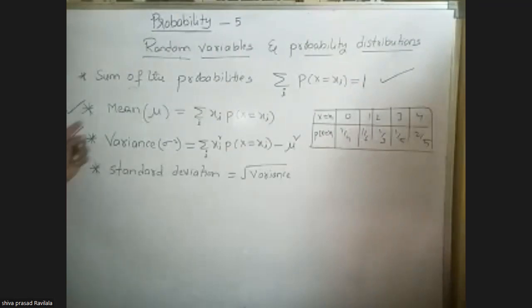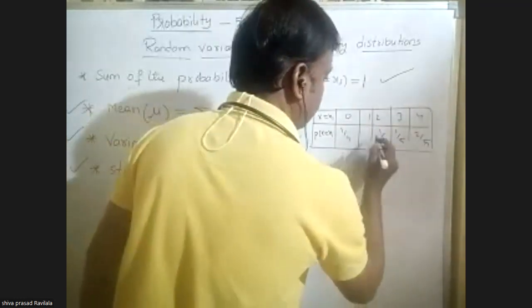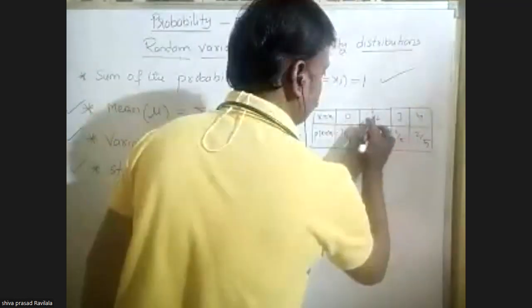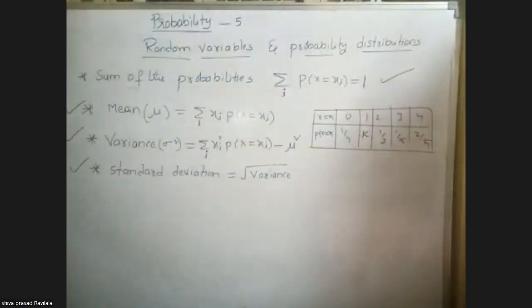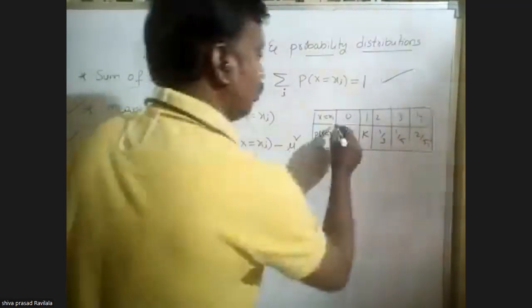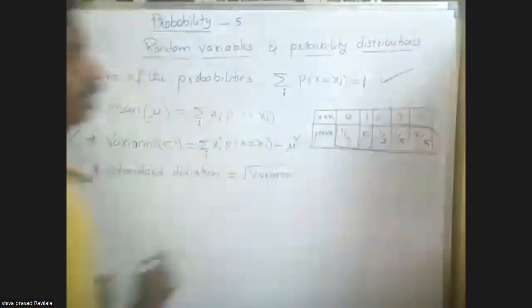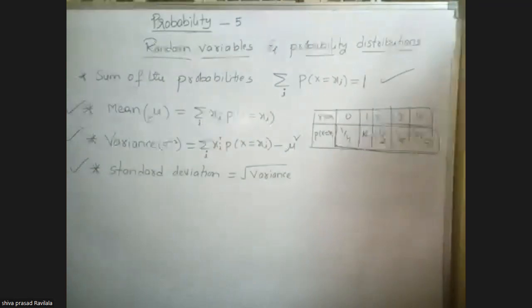Mean mu is equal to summation xi into probability of x is equal to xi. For example, here they did not give the value of this probability of x is equal to 1. In this they kept k. Then find the value of k. What is the value of k? The sum of all these probabilities is equal to 1. You equate the sum to 1, then we get the value of k. And write down all this, variance and standard deviation.